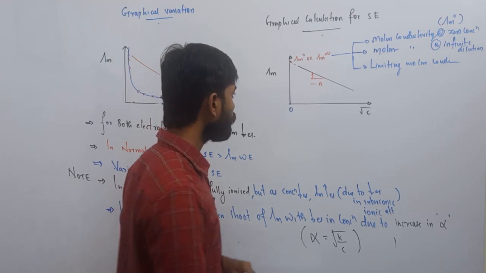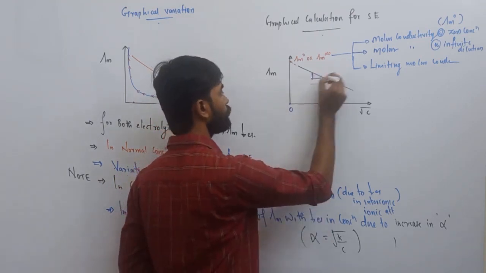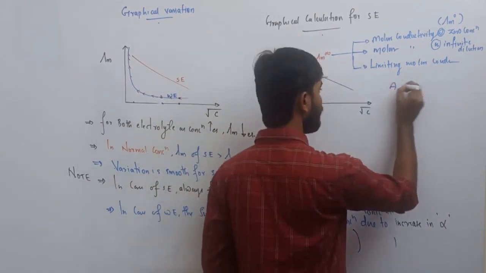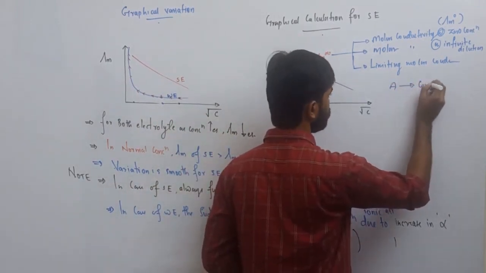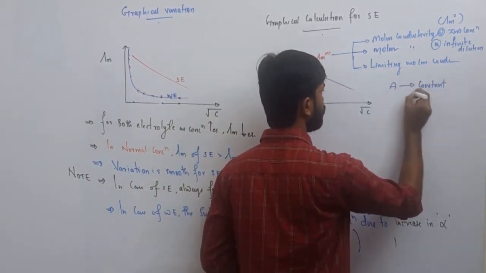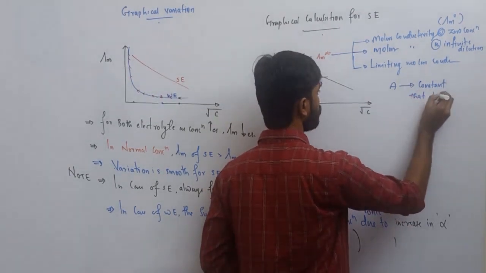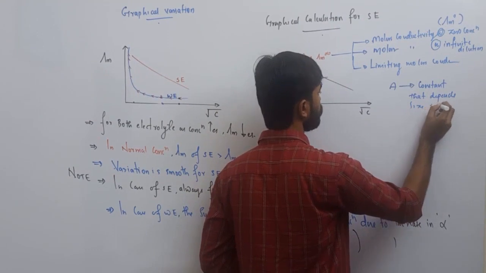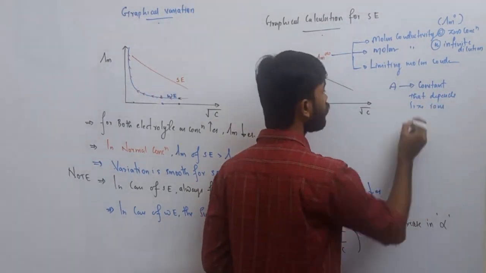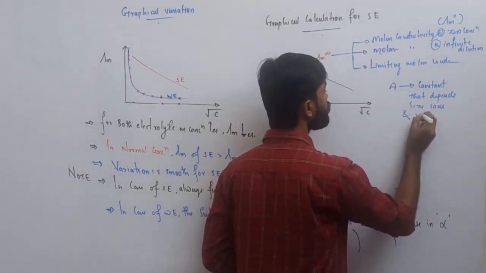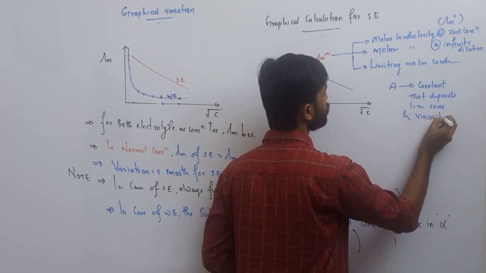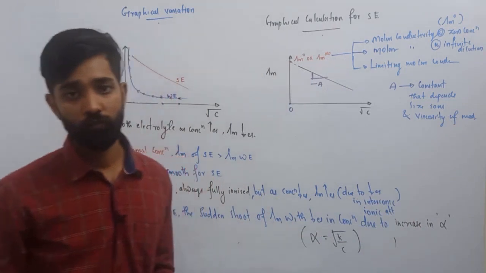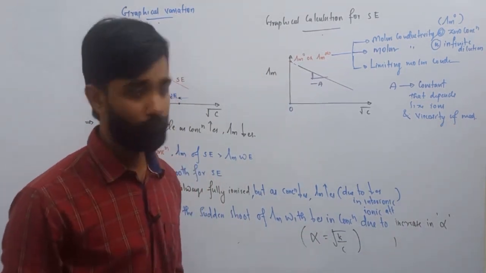And this is simply a slope, minus A. So A is a constant that depends on the size of ions of the electrolyte and the viscosity of the medium. A is a constant which depends on the size of the ion and the viscosity of the medium.